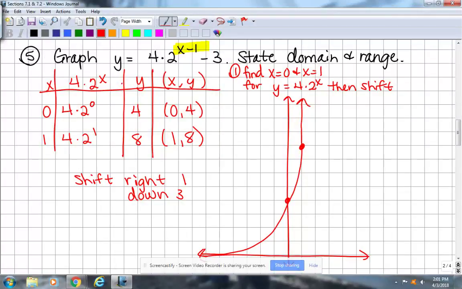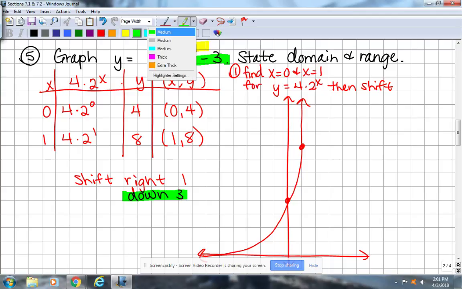So whatever is in the exponent, you do the opposite. So -1 would be left 1. We do the opposite, which is right 1. And then whatever the other part is, you do exactly what it means. Let me highlight this one yellow to match, so that way maybe it makes sense. So the exponent tells you what to do with the x, and you do the opposite. The one at the end tells you what to do with the y, and you do exactly what it says.